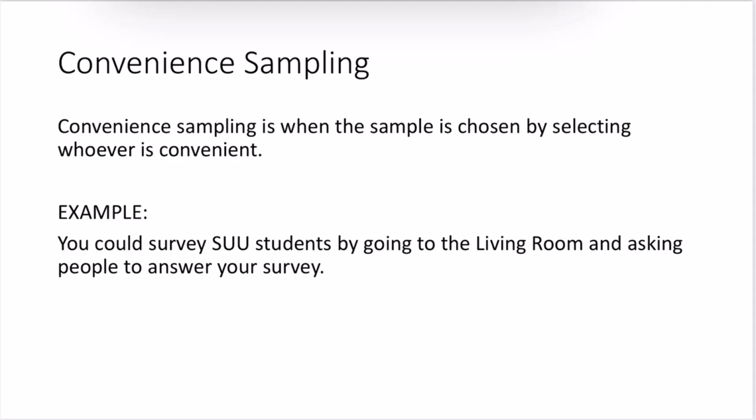And so your results may be a little bit skewed because you're not actually getting a sample that represents the entire population. But sometimes it may not skew your results too much because it's very possible that all the students that are in the living room are diverse enough that it would actually give you a pretty fair result, even if there are some SUU students who never go and spend time in the living room.